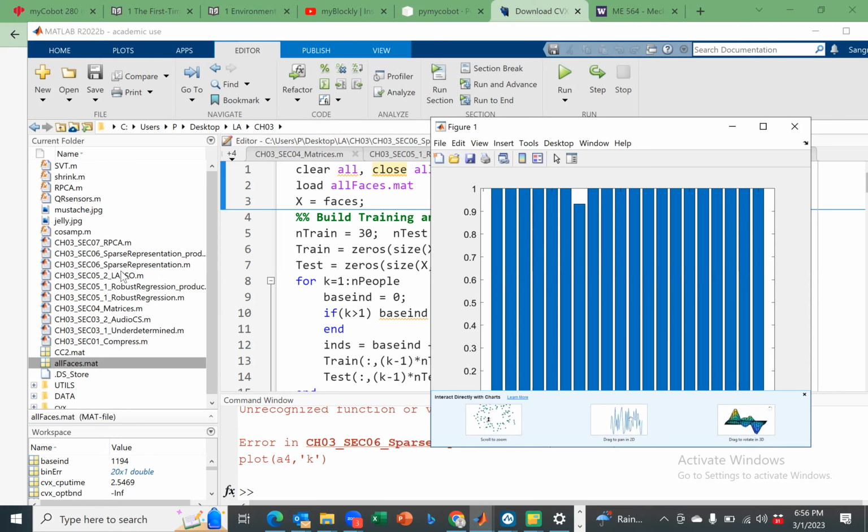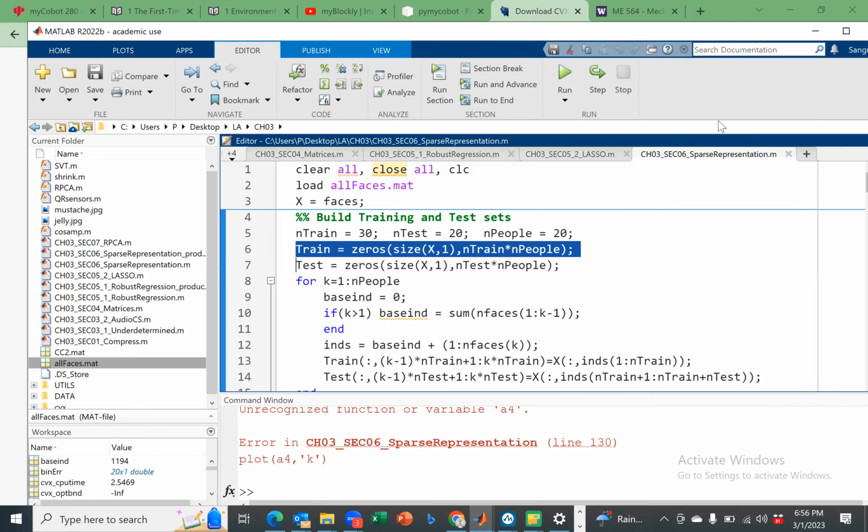So basically, I'll go through this code step by step, and then we can run this. First we have this all faces.mat, which is the Yale face data set. We load that in. Then we want to separate out the data set into the training data set and the testing data set. So I have 30 training data set and 20 testing data set.